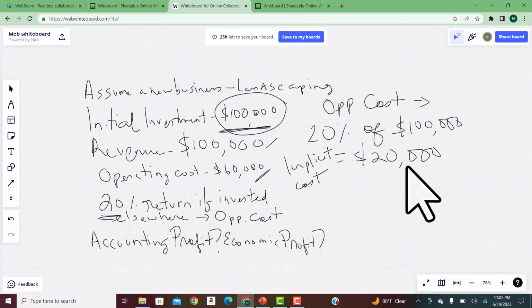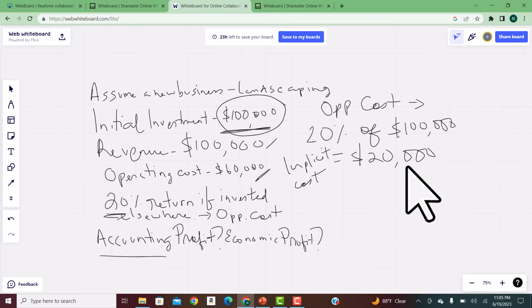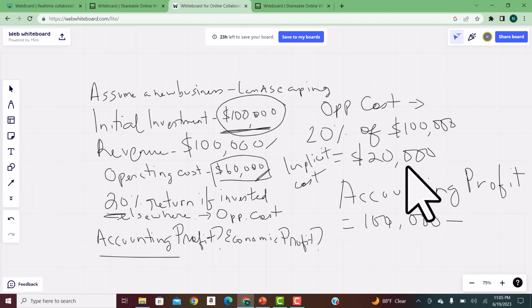Now, I think in the question we're asking what is our accounting profit. So remember, accounting profit is basically given by your total revenue minus your explicit cost. So your total revenue is 100,000 minus your explicit cost of 60,000. These are all your operating costs: rent, labor, advertising, insurance. All these costs are explicit costs, out of pocket expenses. So that gives you an accounting profit of $40,000 last year that I earned.